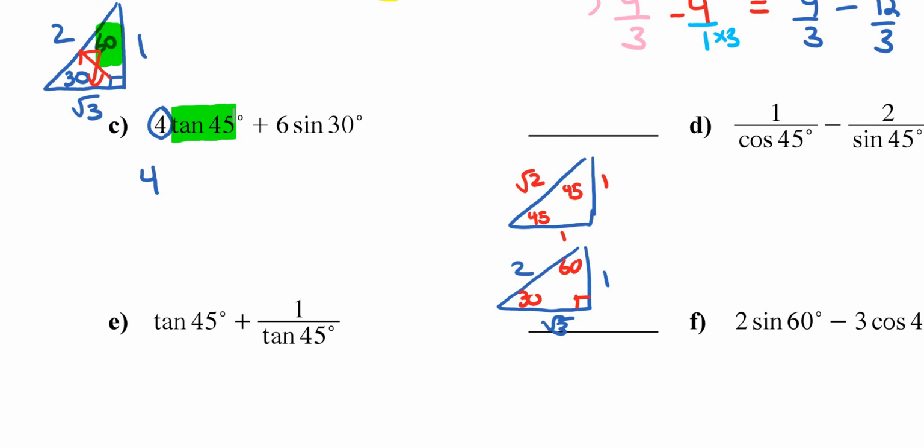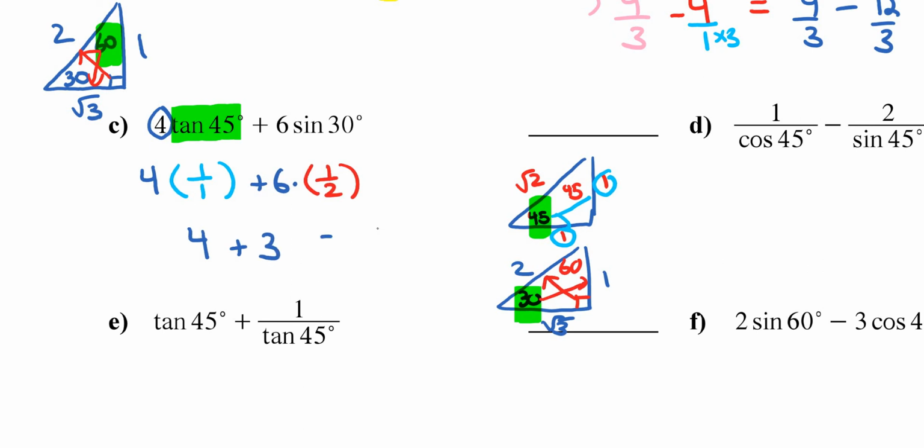Now, what's tan of 45 degrees? Well, here's my 45 degrees right there, and tan is your opposite over your adjacent. So my opposite is 1, and my adjacent is 1. So tan 45 is 1 over 1, plus 6 times sine 30. So for my 30 degrees, I go back to this triangle, and sine is really your opposite over your hypotenuse, right? So it's 1 divided by 2, so 1 over 2. And this works out really nice. This is 4 plus 3, and 4 plus 3 is 7. Good.